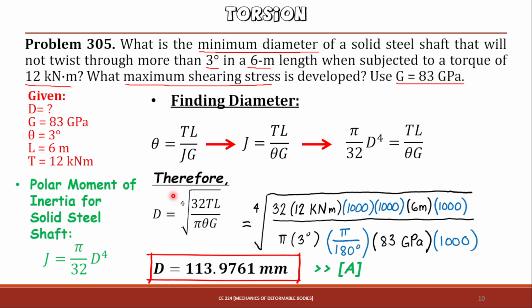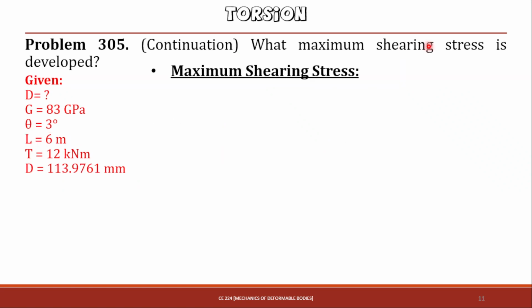Alright, proceed tayo sa second part ng problem na ito. So nahanap na natin si diameter natin, hanapin na natin si shearing stress. What is the maximum shearing stress developed sa shaft na ito? Okay? So finding the shearing stress, given yung torque, given yung diameter and everything, we have shear max is equal to 16T over pi d cubed. So we can solve for the maximum shear directly.